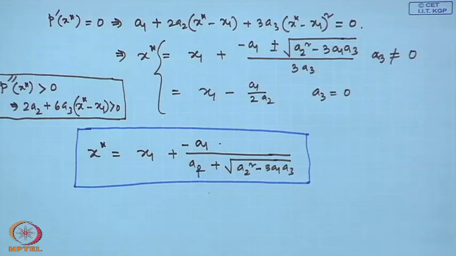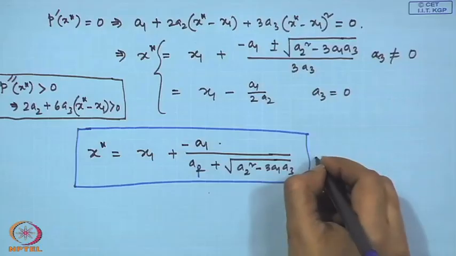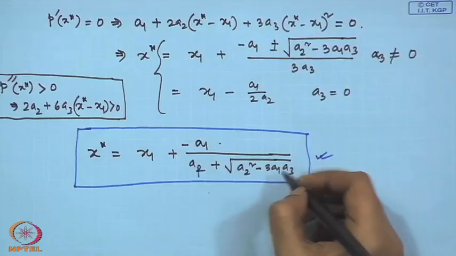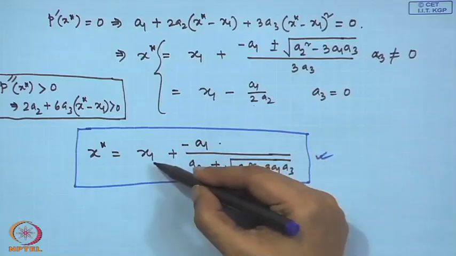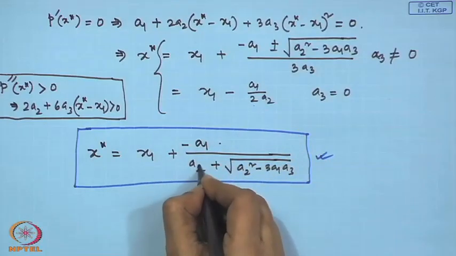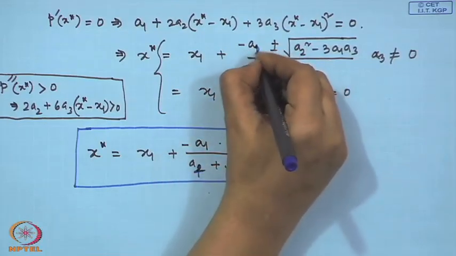Now, if this is so, you see there is a nice fact here. If we consider this function, even if a3 is equal to 0, it leads to this value, that is x1 minus a1 by a2. This is the value. Here it should be a2, not a1.